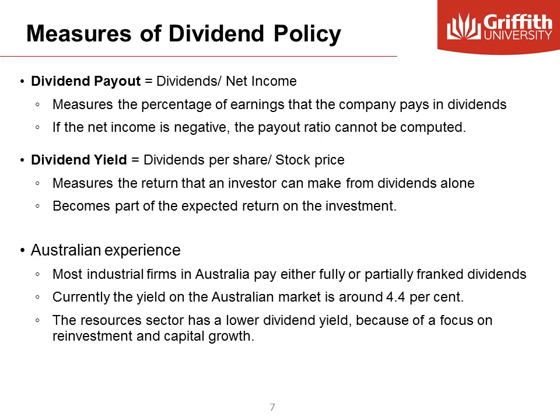In Australia, companies have a focus on cash dividends. Most industrial firms in Australia pay either fully or partially franked dividends. Currently, the yield on the Australian market is around 4.45%. Typically, the resources sector has a lower dividend yield because of the focus on reinvestment and capital growth.